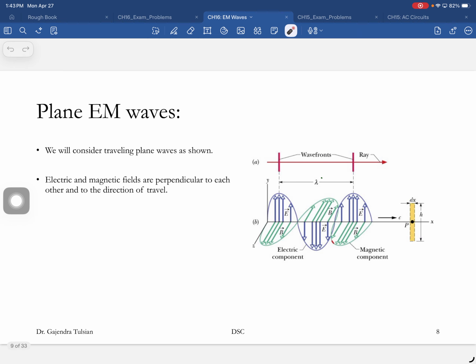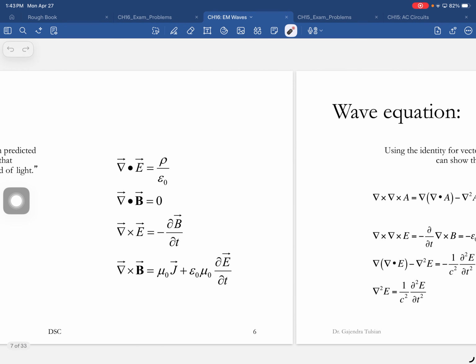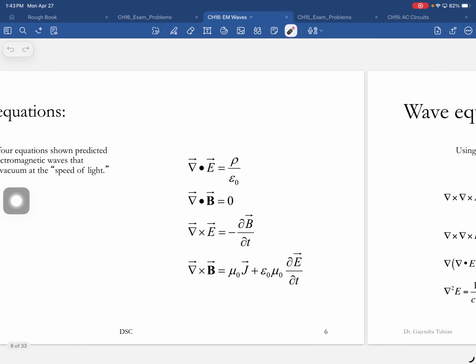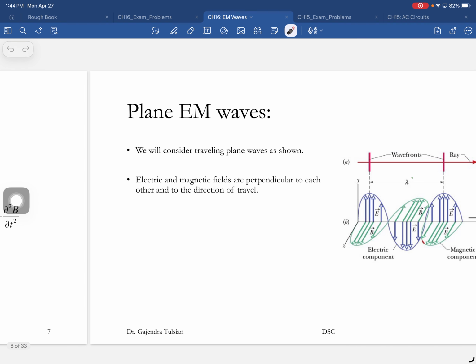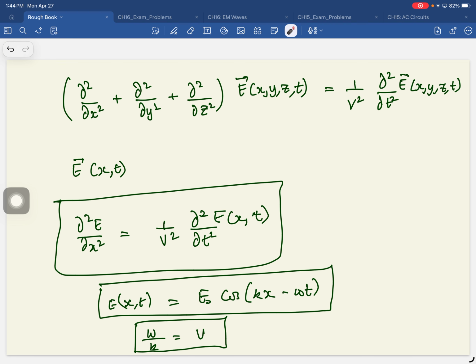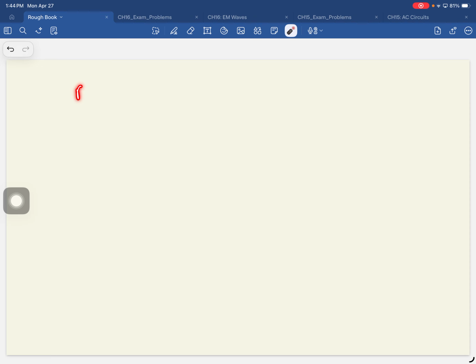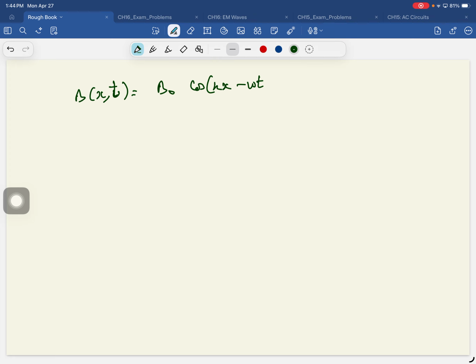So let's look at the properties of these waves. Both the electric field and magnetic field are perpendicular to the direction of travel, and the electric and magnetic fields are perpendicular to each other. So if a light beam is traveling like this, and the electric field oscillates like that, the magnetic field oscillates in a perpendicular direction. For visible light, the frequency is about 10 to the power of 15 hertz.